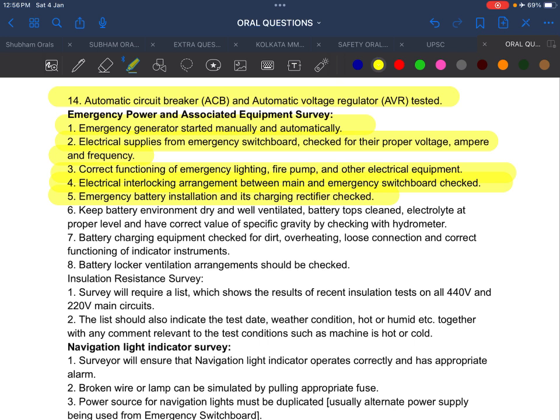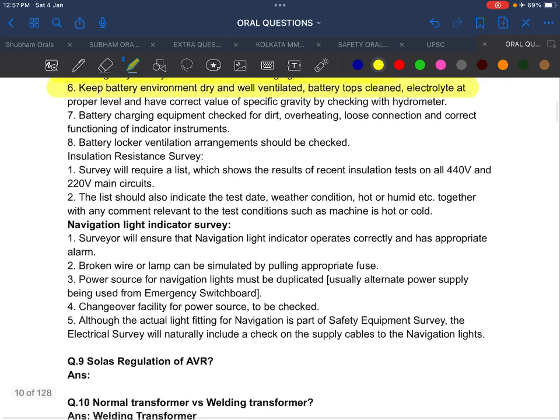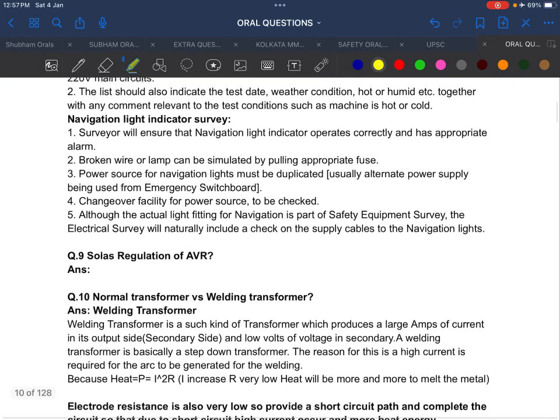They are checking the rectifier and battery installation, the battery voltage, and whether the battery charger is working or not. The environment should be dry and well ventilated, the battery tops clean, and there should be no spillage of the electrolyte. They check that the battery charging equipment is working properly, the battery locker and ventilation arrangement, everything. They are also checking the earth fault for the emergency 440 and 220.